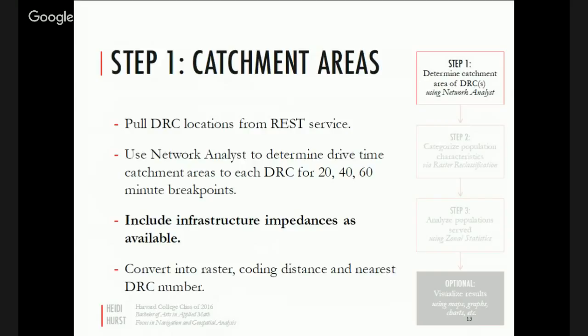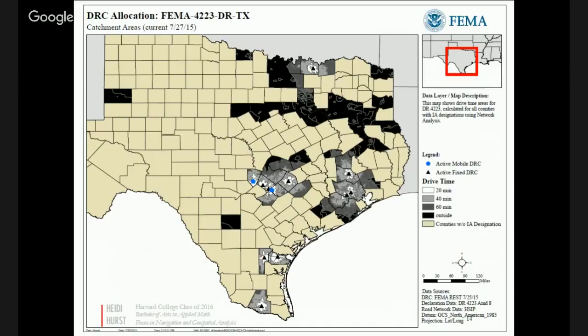And finally, once I ran the network analysis and had these beautiful catchment areas for all of my DRCs, I converted it into a raster, and I'll talk about why I did that later. But I did it so I could combine it with other variables. There's probably a better way to do that, but I don't know it. So here's what that map looked like. The blue pentagons are mobile DRCs.